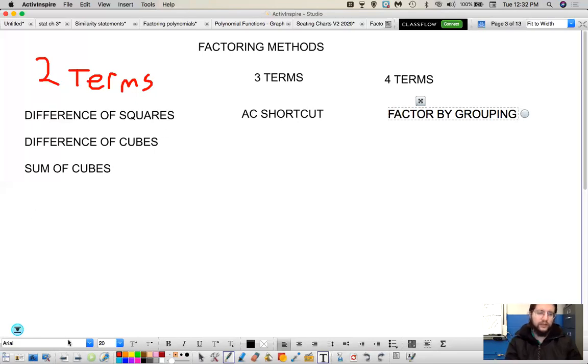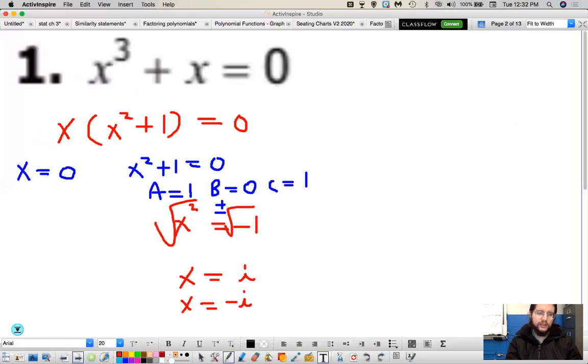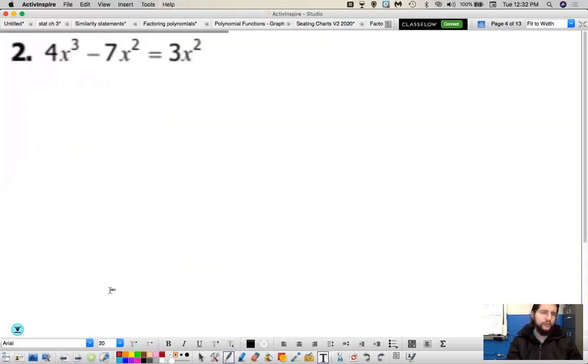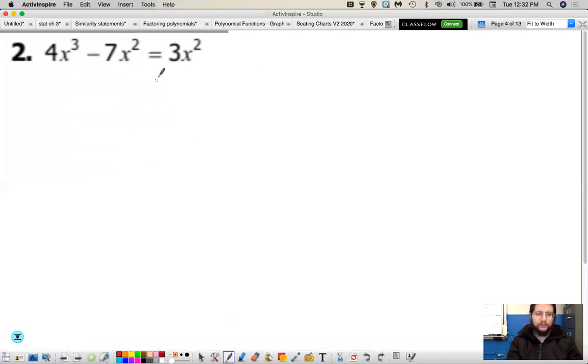Okay, so let's continue. We just did this first example, now we're going to do number 2. Step number 1, make it equal 0. To do that, I need to subtract 3x squared from both sides. So I got 4x cubed minus 10x squared equals 0. It's equal to 0. Step 1 is done.